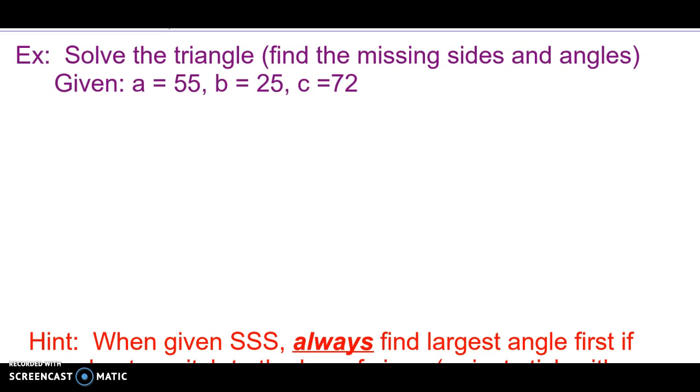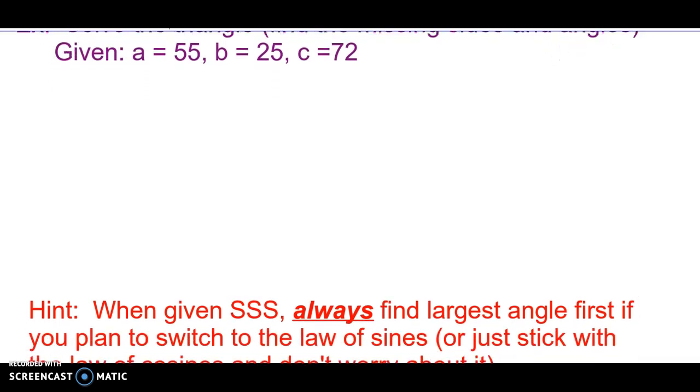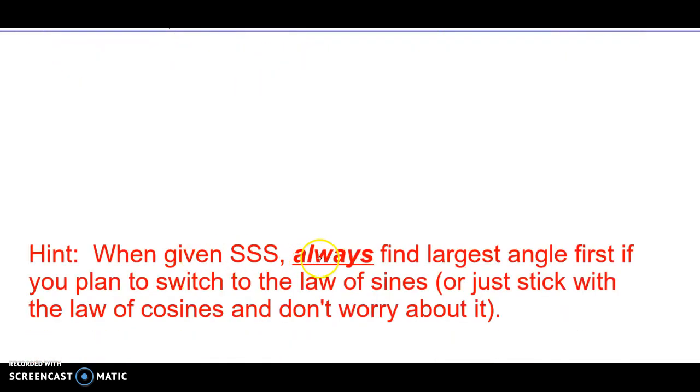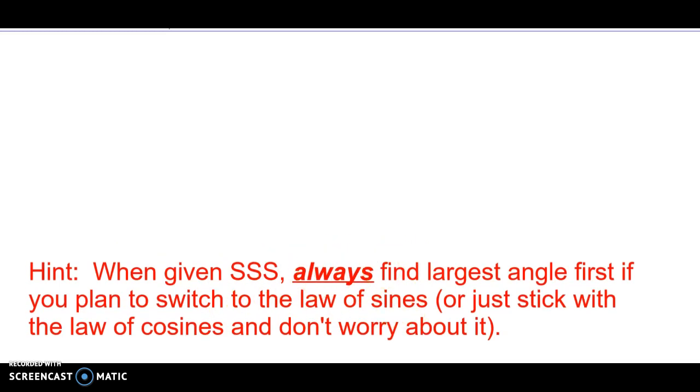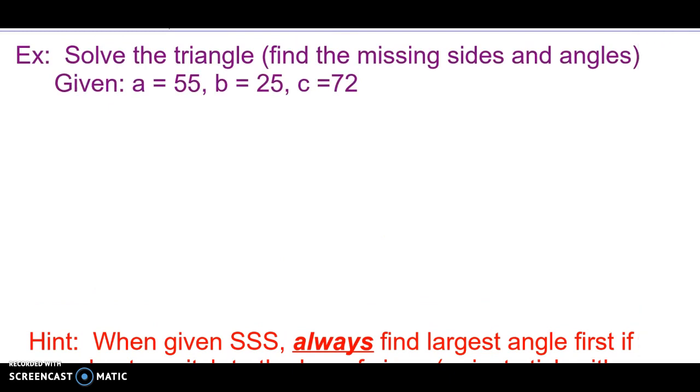Try this. Now notice down here it says, hint, when given side, side, side, always find the largest angle first. If you plan to switch to the law of sines, because you could do that, or you could just stick with the law of cosines and don't worry about it. So if you want to find all three angles just using the law of cosines, which you're going to see me do in my work, you don't really have to worry about that. But if you are finding the three angles, starting with law of cosines and then switching to law of sines, find the largest angle first. Okay? So go ahead, put me on pause. Let's have you guys try this.